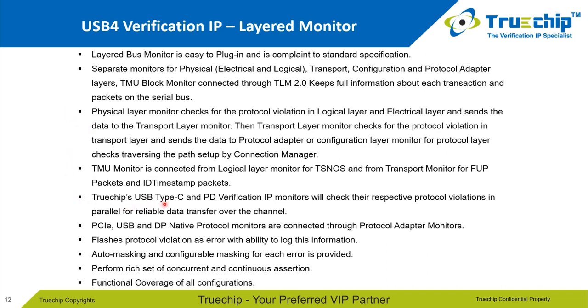TrueChip also has USB Type-C and PD verification IP monitors. Along with that, we have monitors for PCI, DP, and USB VIP as well that can also be enabled and will be provided. Monitors will flash an error if there is a protocol violation, with the ability to log this information. These errors can be easily masked and auto masking is also there. These monitors help in coverage collection as well.